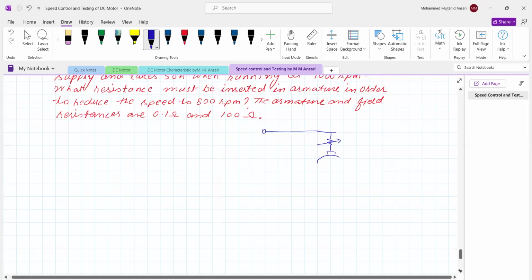So this is the motor where we have connected external resistance in series with the armature. When we are connecting the resistance in series with the armature, the speed is going to drop, or the speed control will be below the normal value. Here the voltage across the field winding is constant. It is a 200 volt supply voltage.